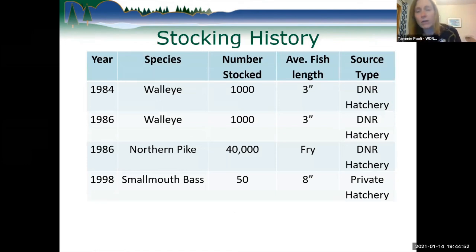The stocking history is pretty minimal, which is a good thing. That means there probably haven't been any major issues, or of course any winter kills on record for this lake, that we've had to stock a bunch of fish. Looks like walleye were tried for a couple of years. The lake is really too small for walleye to do well at all. Some pike were stocked as fry in 1986, and then some smallmouth bass purchased from a private group or individual were stocked in 1998, and that's the only stocking history that I have.